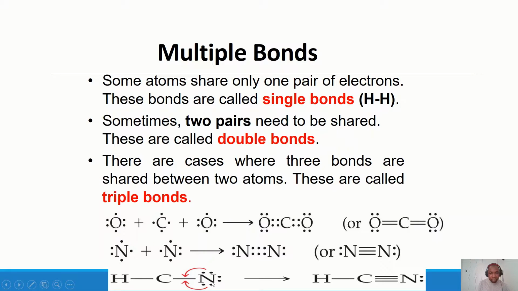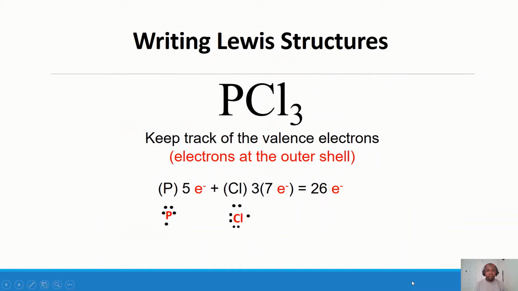For the last example, you can see that carbon already gave one electron to hydrogen, forming a bond with just one electron from the hydrogen here. Then the remaining three electrons of carbon are also going to form a bond with the three electrons from nitrogen to give you a triple bond. Then you have the lone pair of electrons on nitrogen.